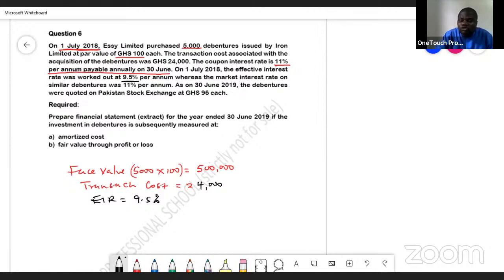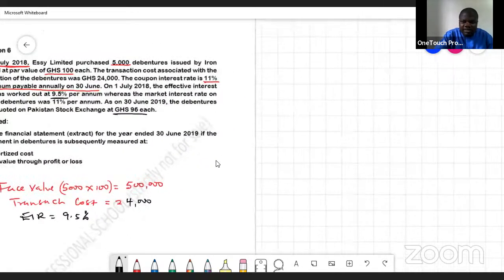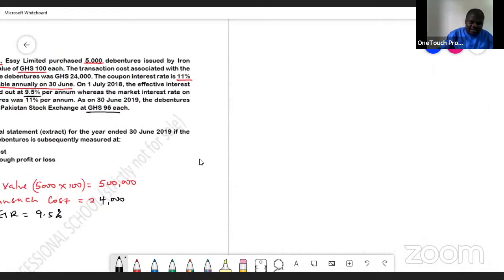As on 30th June 2019, the debentures were quoted on Pakistan Stock Exchange at 96 cedis each. Prepare financial statement for the year ended 31st June 2019 if the investment in debentures is subsequently measured at amortized cost. If it is measured at amortized cost, then the initial amount to recognize is at amortized cost.